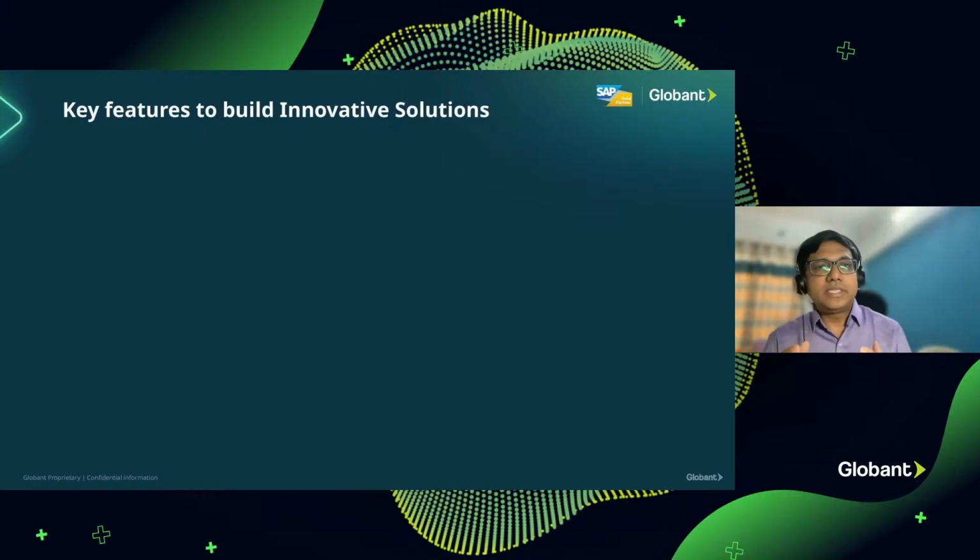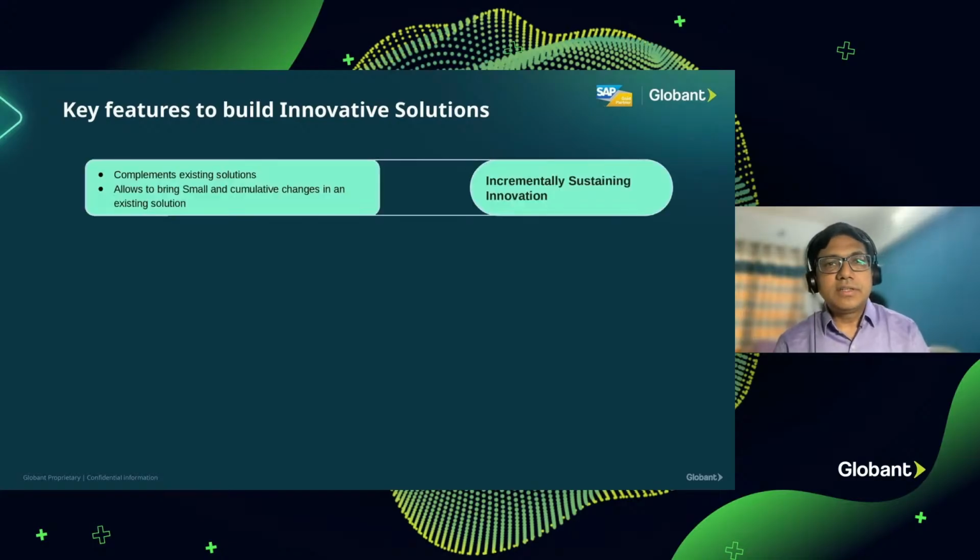When we talk about innovation, let's see what features we should look for in a framework to foster innovation. The first thing is that the framework should complement the existing solution. That will allow small and cumulative changes in our existing solution, which would lead to incremental sustainable innovation.